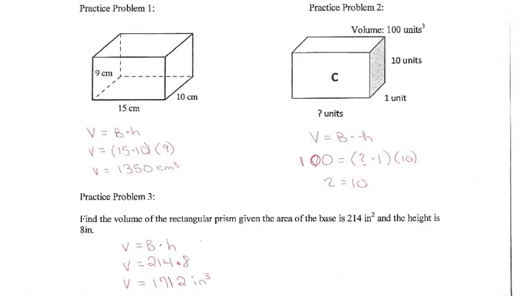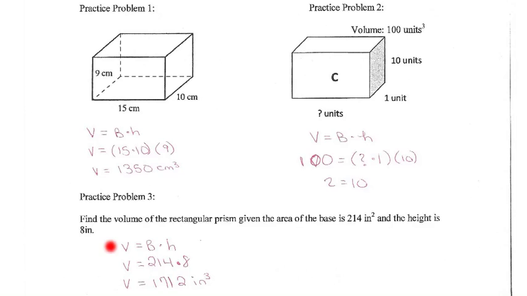So for practice problem 1, you first should write out the formula, plug in your numbers, and then your volume should be 1,350 cubic centimeters. For practice problem number 2, you write out your formula. Volume is equal to base times height. So if the volume is 100 cubic units, then your base is your variable or question mark times 1 times 10. So what times 1 times 10 would give you 100? The question mark, the missing length, is 10 units.